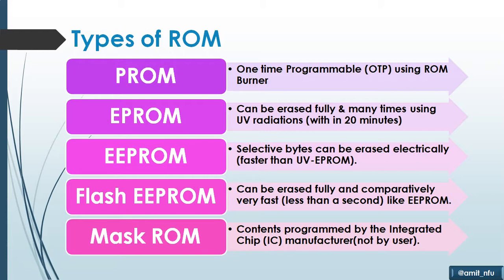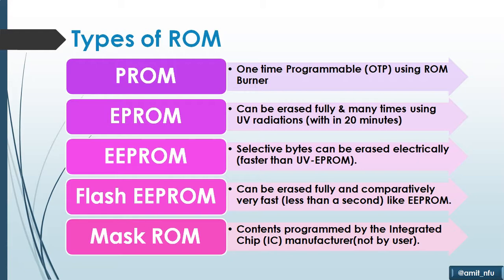With the help of a ROM burner, we can actually burn the information into the ROM. Next is EPROM, in which the information can be erased fully, and the memory can be reprogrammed as many times as we want. Ultraviolet rays are used to erase the information, but it takes a lot of time, like 20 minutes for one full erase.